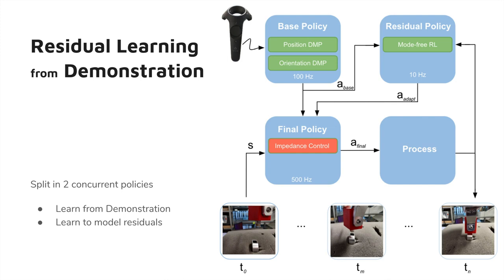To this end, we propose the following residual learning formulation. We define a concurrent adaptive policy which learns how to correct the learned-from-demonstration policy by relying on model-free reinforcement learning. It is trained using a sparse reward, and the adapted signal is passed to an impedance controller that commands the movement of the arm.